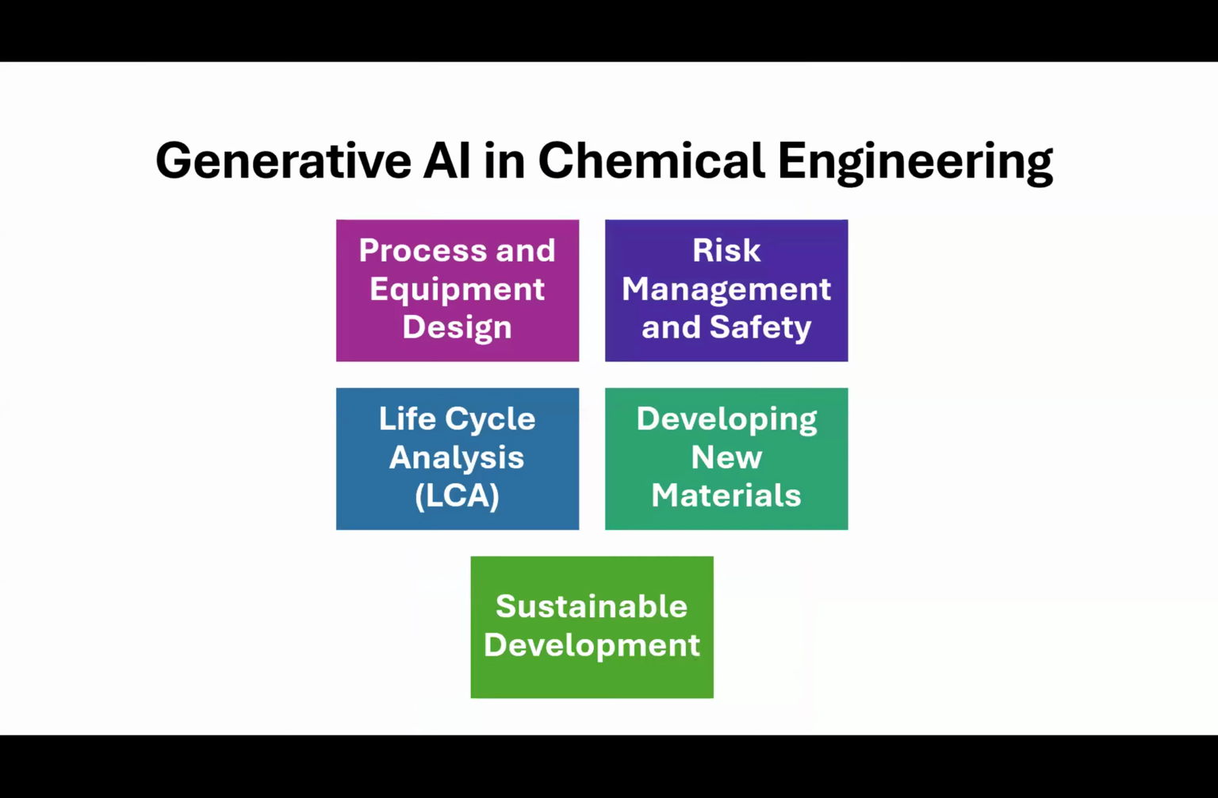So, generative AI is widely used in chemical engineering, and the importance of using it is to accelerate the process, increase productivity, and predict risks and everything before they occur. Generative AI in chemical engineering can be used in process and equipment design.